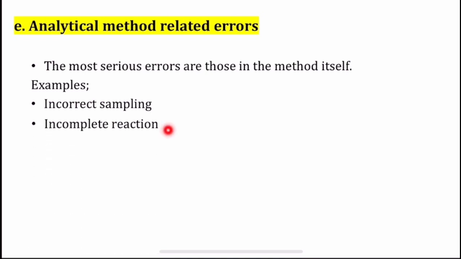Another reason for analytical method related errors arises from incomplete reactions. These reactions significantly affect the accuracy and reliability of the analytical methods. For instance, if a reaction does not proceed to completion, the expected product yield is lower and unreacted reactants may remain. Most of the time, these unreacted reactants lead to erroneous conclusions in quantitative and qualitative analysis.